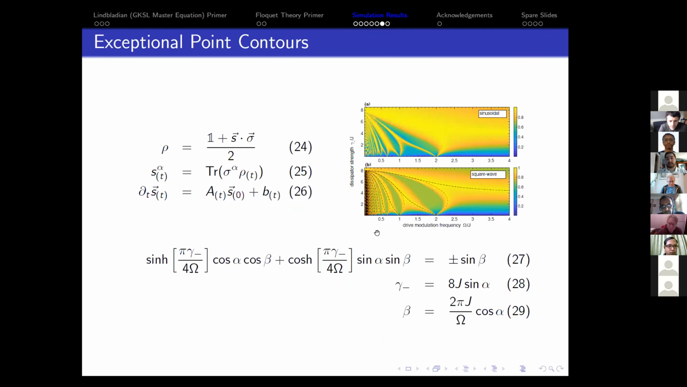Now, how do we obtain the exceptional point contours? The square wave solutions are going to be fairly easy to obtain because it's just two sections of the time evolution that we have to figure out. In order to reduce the dimensions of the problem, we're going to be looking at the expectation values along the X, Y, and Z directions of a Bloch sphere. Then we can write those expectation values as a differential equation and look at its time evolution over time.